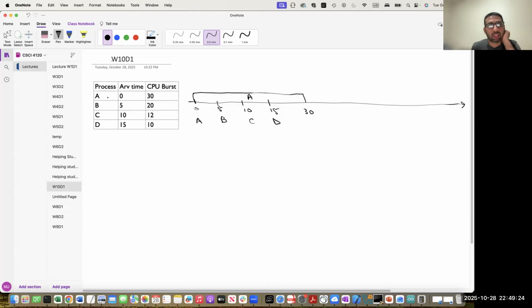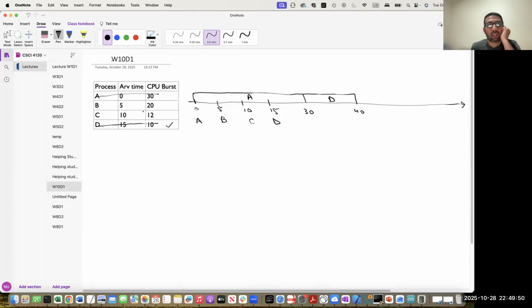Now I am done with A. After that, there are three ready processes, B, C, and D. Which one of them has the smallest CPU burst? D, right? So I run D for 10 time units, and I am done with D.